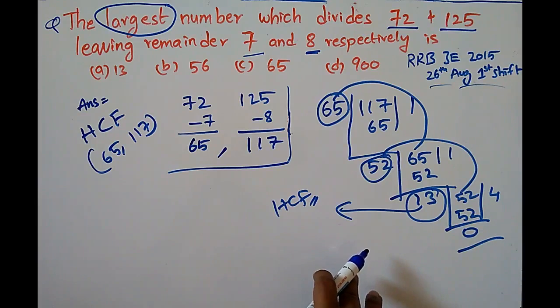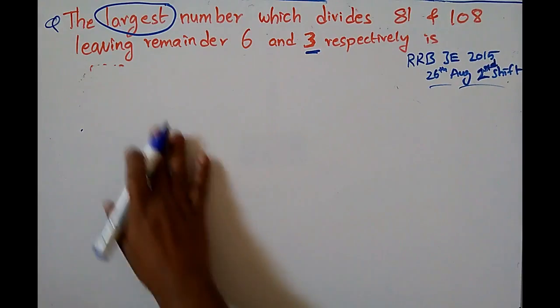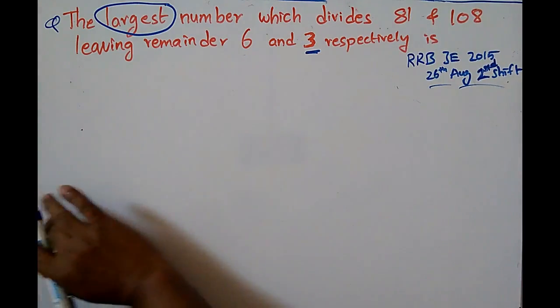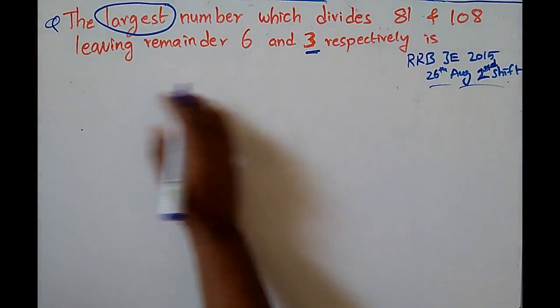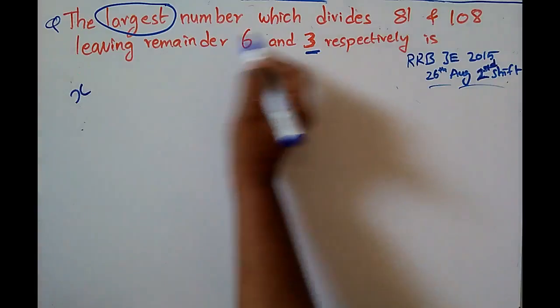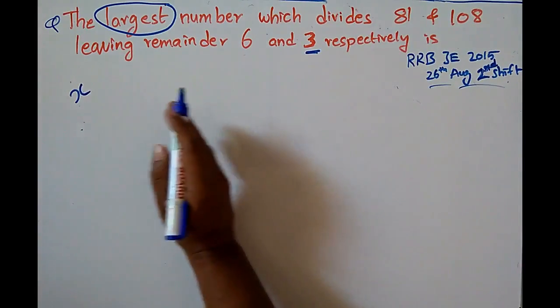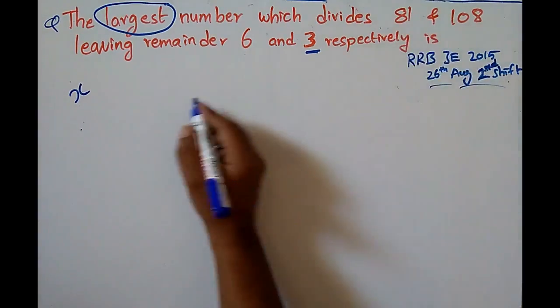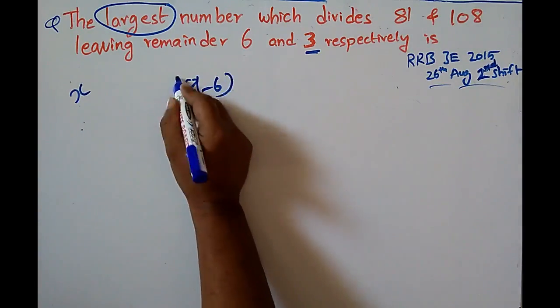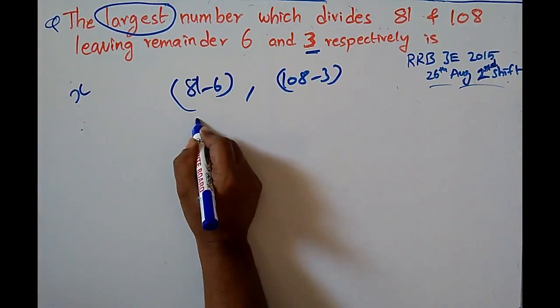We will see another problem so that you will be familiarized with this. The same kind of problem. The largest number which divides 81 and 108, leaving the remainder 6 and 3 respectively. See friends, there is a number which divides 81 and 108 such that the remainders are 6 and 3. Just remove the remainders from these numbers. 81 minus 6, 108 minus 3. What we will get?